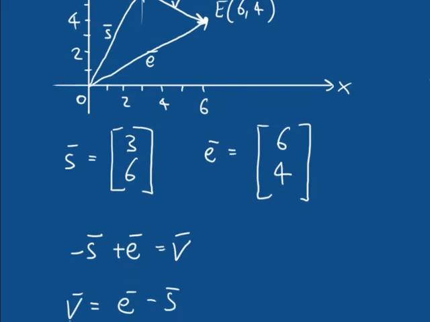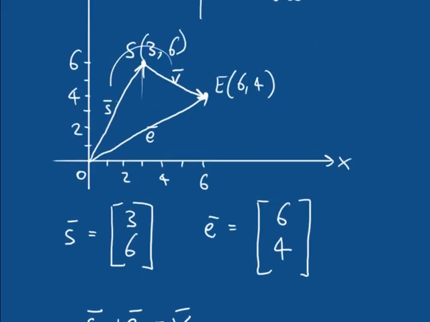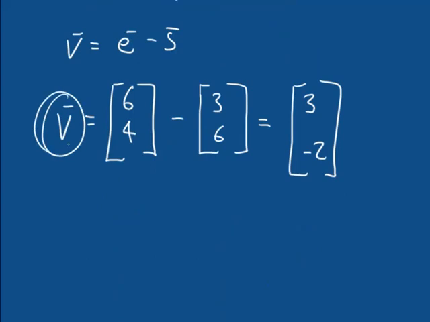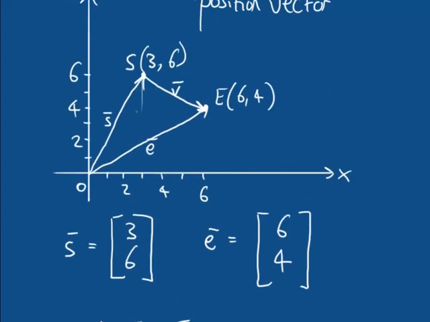So to find a vector that travels between these 2 points, we have found the vector V by using 2 position vectors. So again, E and S are position vectors because they are locked in space. They start here at the origin. However, V is not a position vector. V is just a vector.